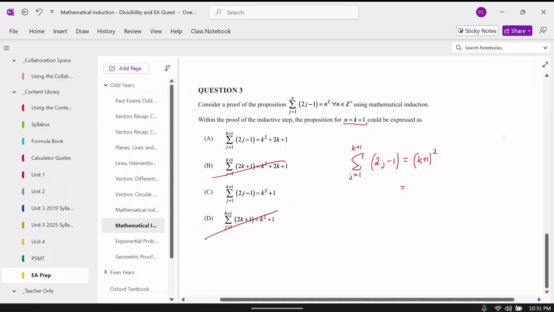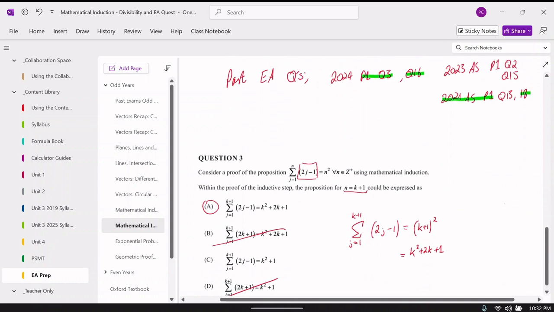Now I can simplify my right hand side here. k plus 1 squared is going to give me k squared plus 2k plus 1. So that would show me that the correct answer is A. Done. This is very common. This is a really easy gotcha.